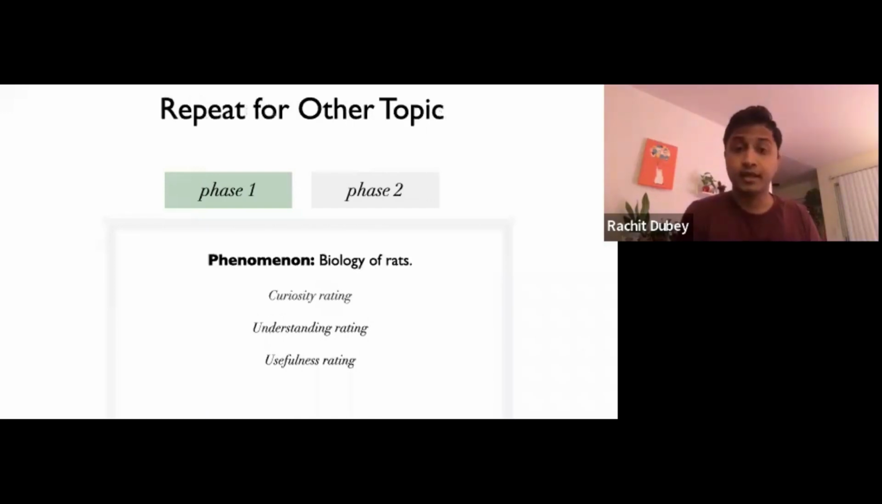This procedure was then repeated for the second animal, that is rats in this case. So subjects provided their ratings for the biology of rats, then they read an article about rats, then they provided their re-ratings. So in summary, in phase 1, subjects read 2 articles in total, one about fruit flies, one about rats, and they provided their curiosity, understanding, and usefulness ratings before and after they read each article.